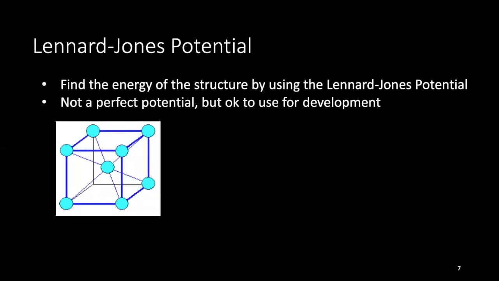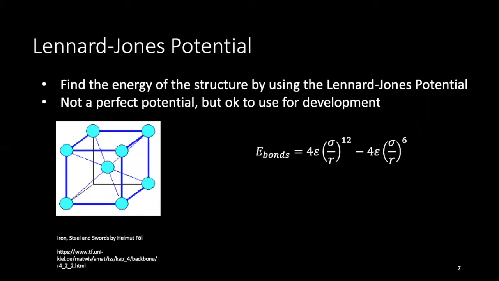This image illustrates the crystal structure of pure tungsten. The numerical equation for the Lennard-Jones potential is listed on the right side of the screen, and it just requires the distance between two atoms. The Lennard-Jones potential calculates the energy of a bond between these two atoms.